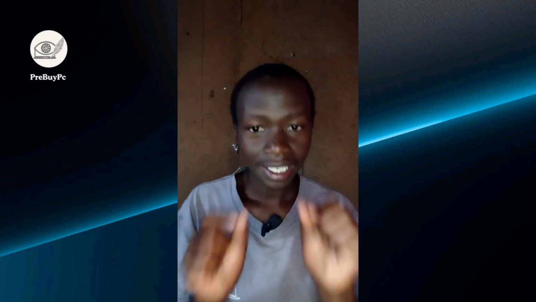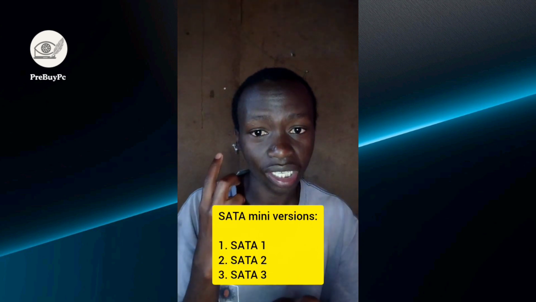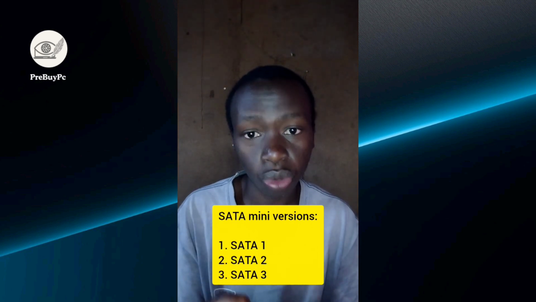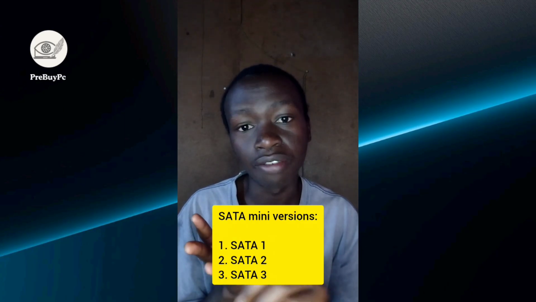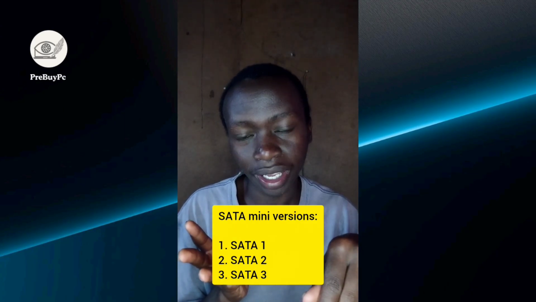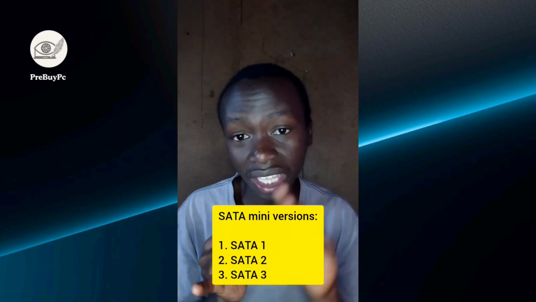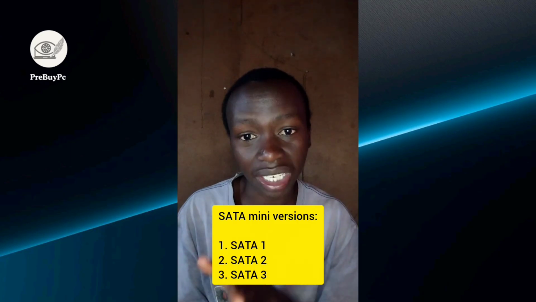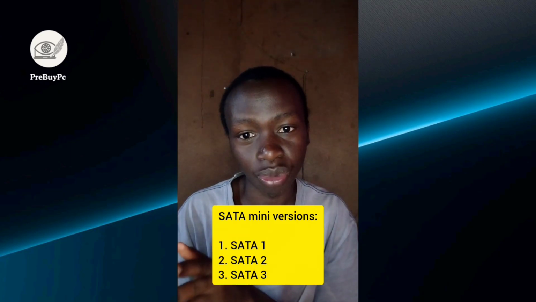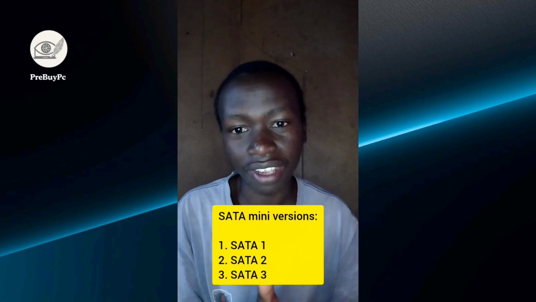Now SATA actually has 3 versions. There's SATA 1, there's SATA 2, there's SATA 3. We want to go for the latest version before NVMe got introduced. We want to go for SATA 3. Nothing below SATA 3, like no SATA 2, no SATA 1. We want to go for SATA 3 and above, that is SATA 3 and NVMe.